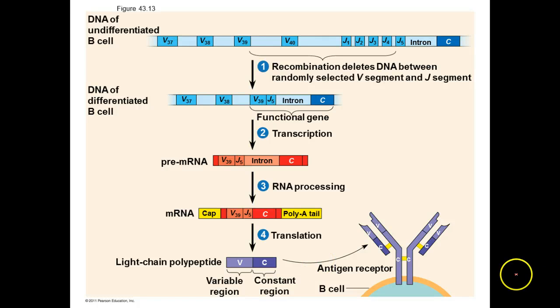Now, if you look down here, this Y-shaped looking receptor, you have regions that are called V, and this is the area where the receptor will be different. And then the regions that will be the same are what's called the C region, or constant.